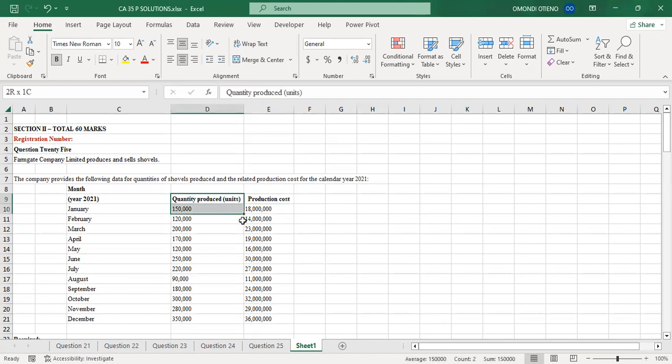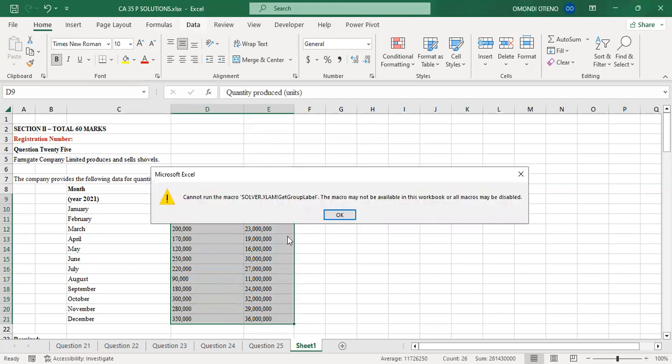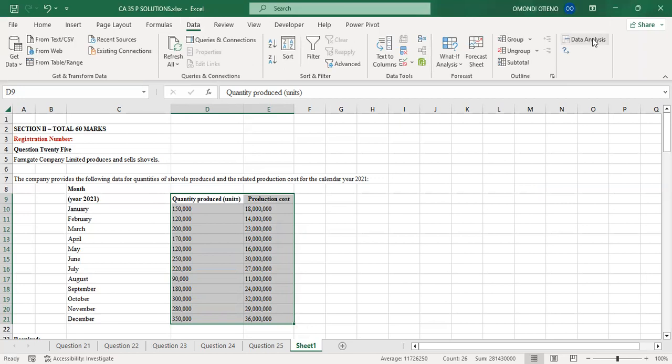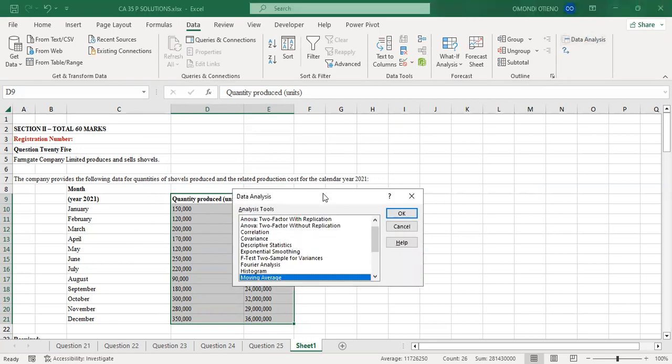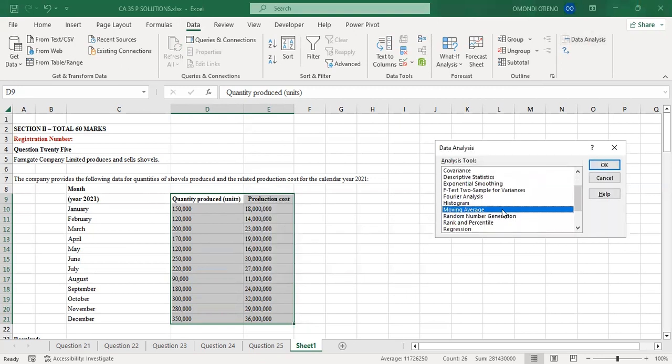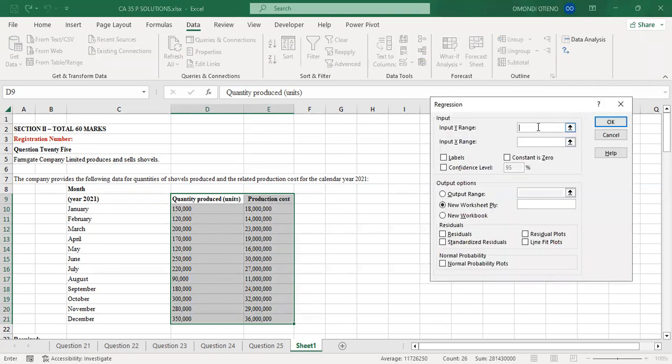So we will highlight the whole of this section here. Move to data, then data analysis. Then you look for regression. Remember, you want to solve this question using the regression method. So pick that. So what is our Y input?